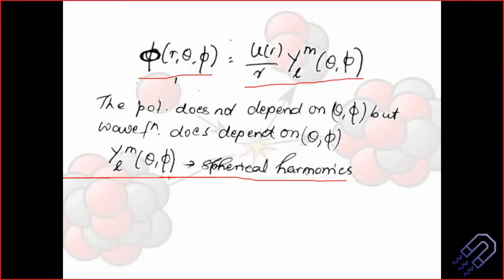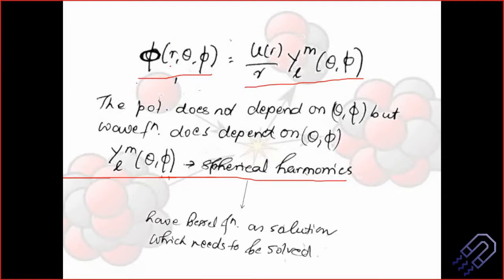So the wave function will depend on theta and phi. You can just remember this. Even if you don't write down this relation during the exam, it is perfectly fine. I'm not going to deduct your marks. YLM is basically called the spherical harmonics. And if you want to solve this, you know from mathematical physics that you have to use Bessel function, right? So this Bessel function will give you a solution which needs to be solved.